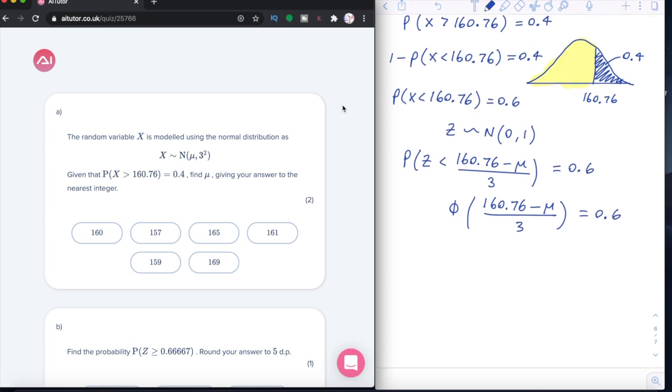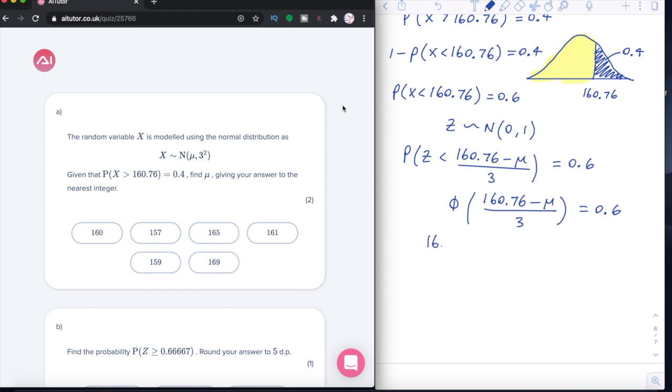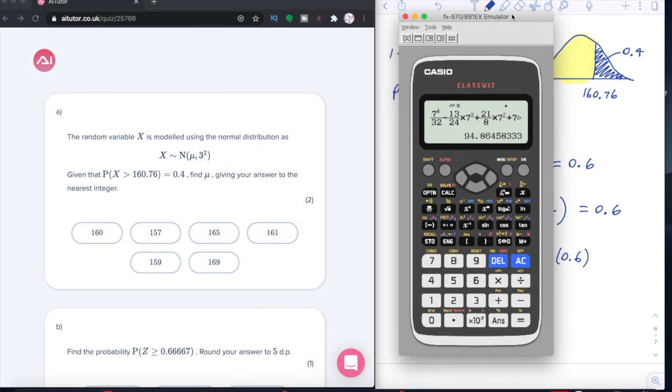Then we can just take the inverse phi of both sides. So we get (160.76 minus mu) divided by 3 equals the inverse of phi of 0.6. Now, if we use our calculator, press the menu button, go to option 7, which is distribution, select inverse normal, which is option 3, then we can say that the area is equal to 0.6. We have a standard deviation of 1 and a mean of 0, since this is the standard normal distribution.